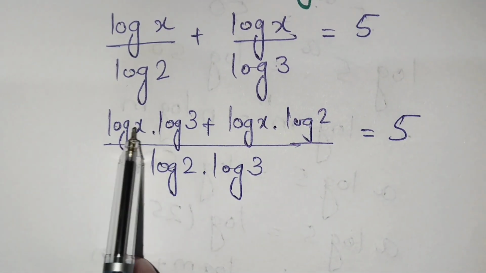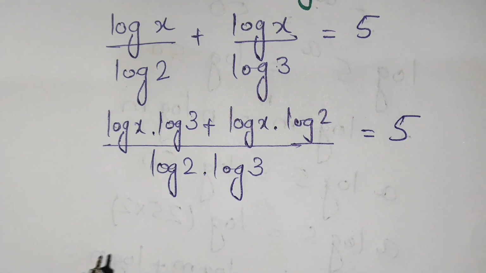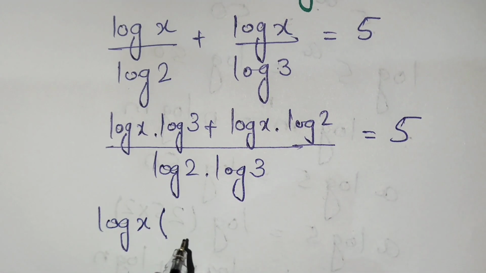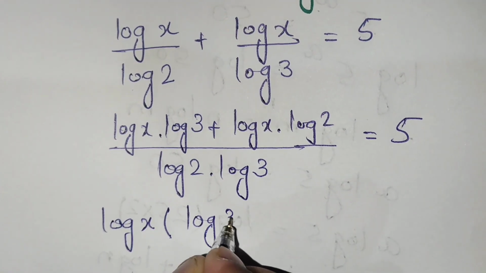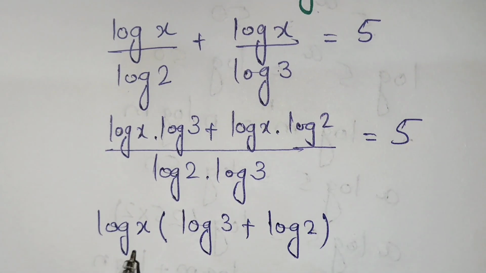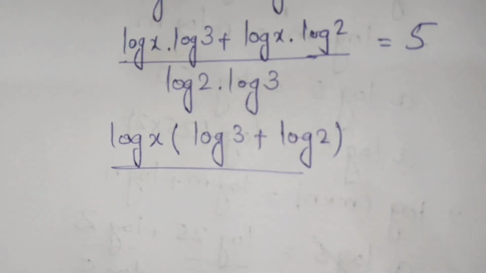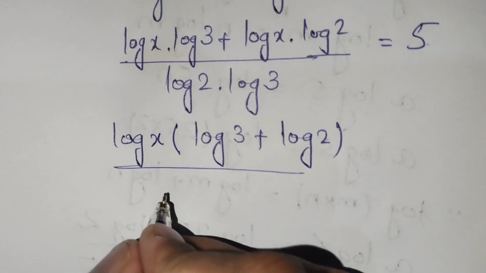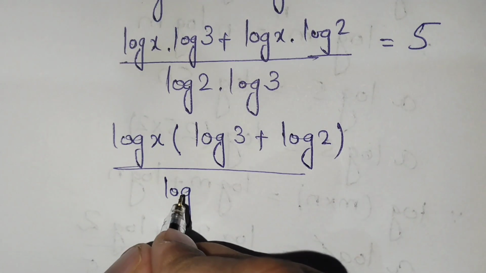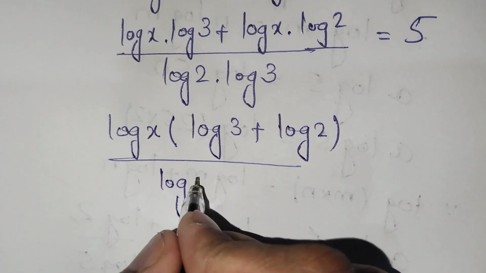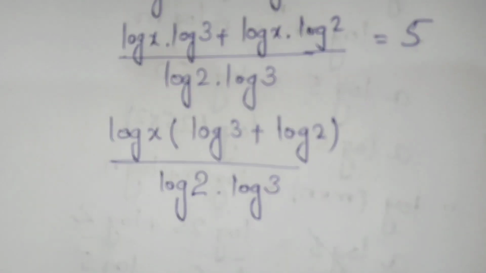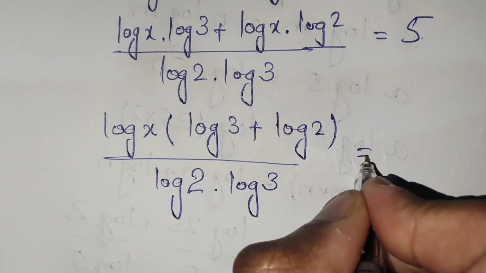Now can we take log x common from the numerator? Yes. Log of x common. We have log of 3 plus log of 2, whole divided by log of 2 times log of 3, equals 5.